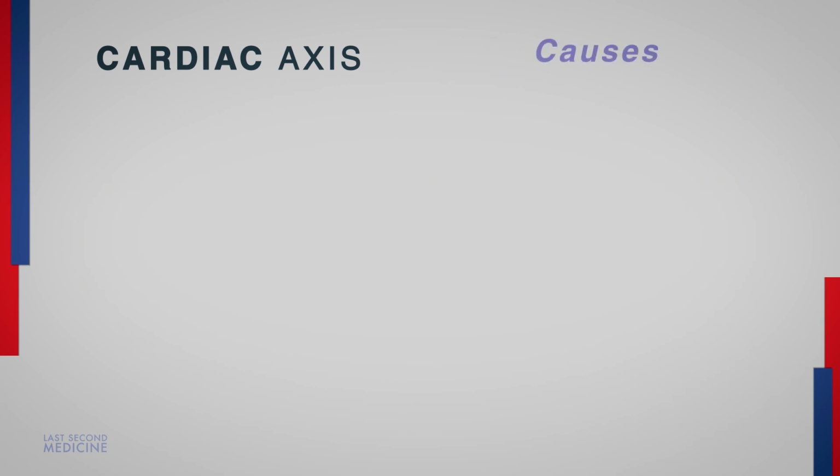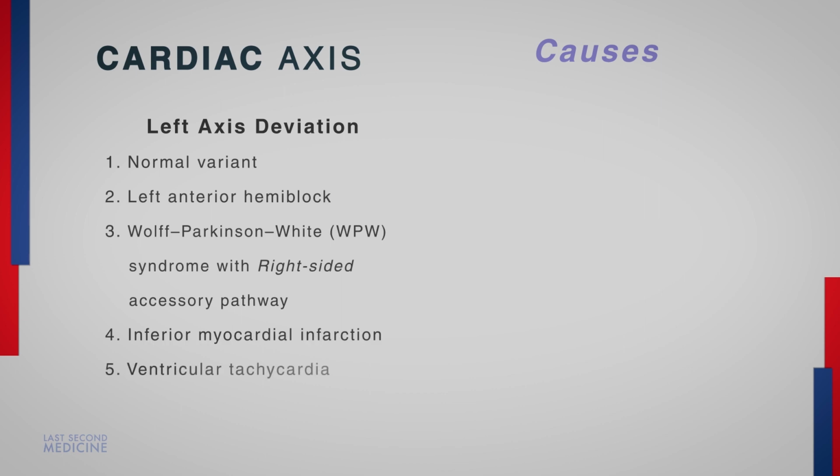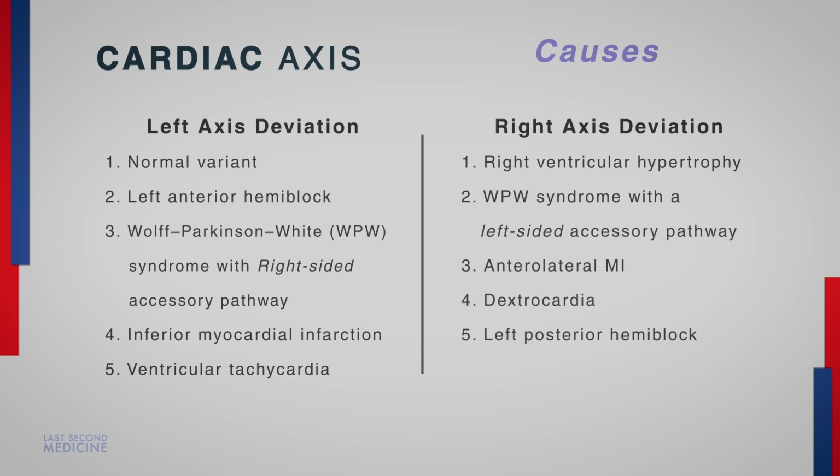Now coming on to the causes of axis deviation. Left axis deviation can be a normal variant. It can be caused by left anterior hemiblock, Wolff-Parkinson-White syndrome with right-sided accessory pathway, inferior MI, and ventricular tachycardia. Right axis deviation is seen with right ventricular hypertrophy, WPW syndrome with left-sided accessory pathway, anterolateral myocardial infarction, and dextrocardia.